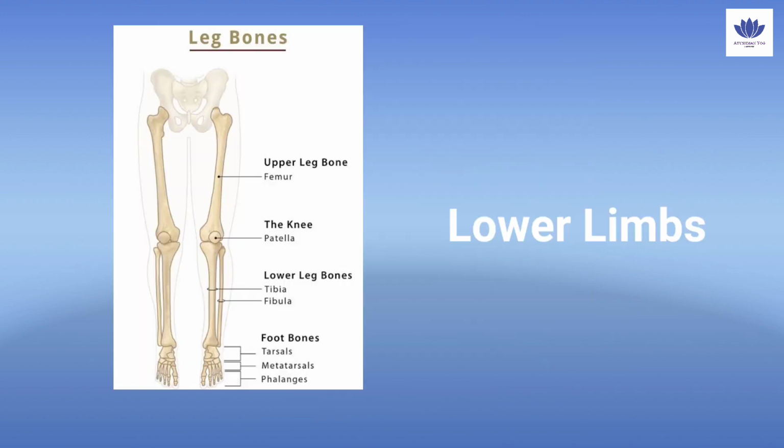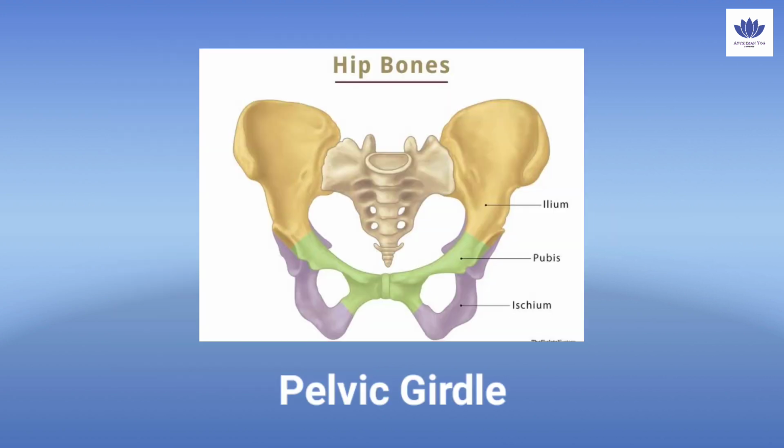Now the lower limb consists of thigh, calf and foot. So the thigh bone is femur, calf bones are tibia and fibula, then there are 7 tarsals, 5 metatarsals and 14 phalanges. In the pelvic girdle, there are ilium, ischium and pubis. So this is about the structure of the human skeleton.